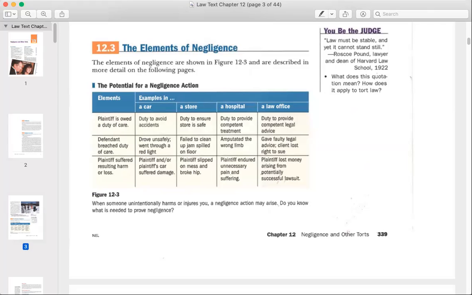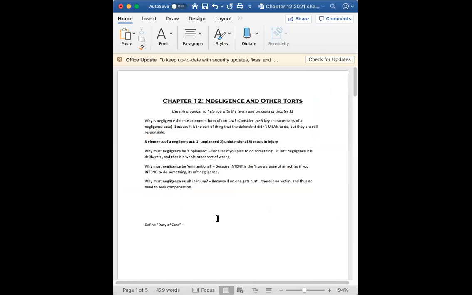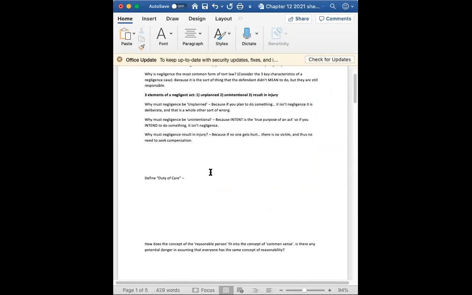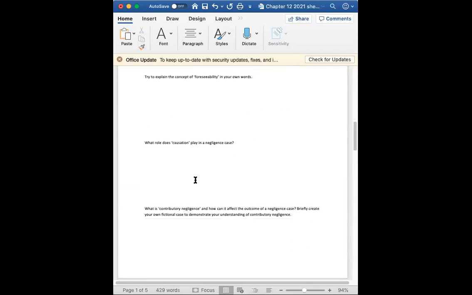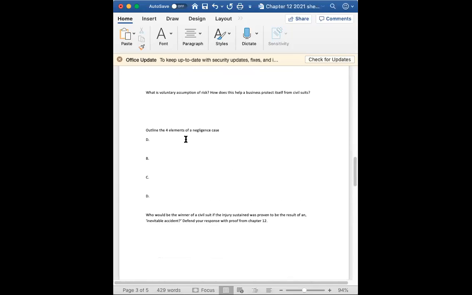In fact, I'm going to go back to screen sharing over here. Duty of care, that's later on. If I scroll down, here we are. Outline the 4 elements of a negligence case. I'm going to do that right now. Duty, breach, causation, and damages. I'm actually going to do damages right now because we know what that is. Monetary compensation.